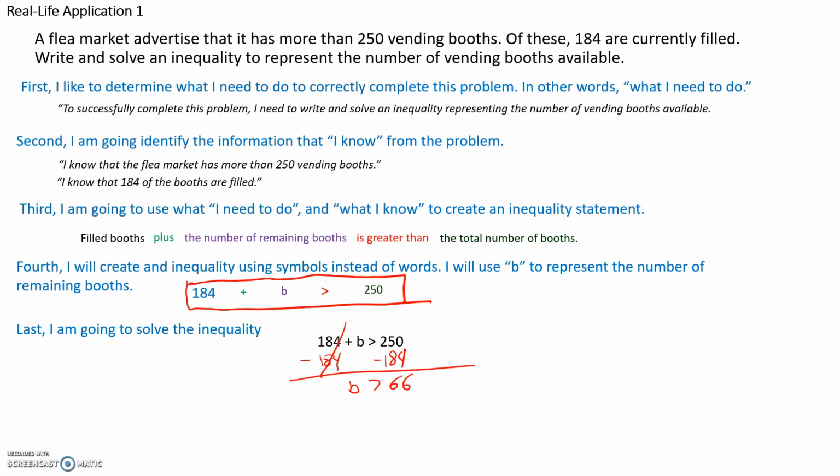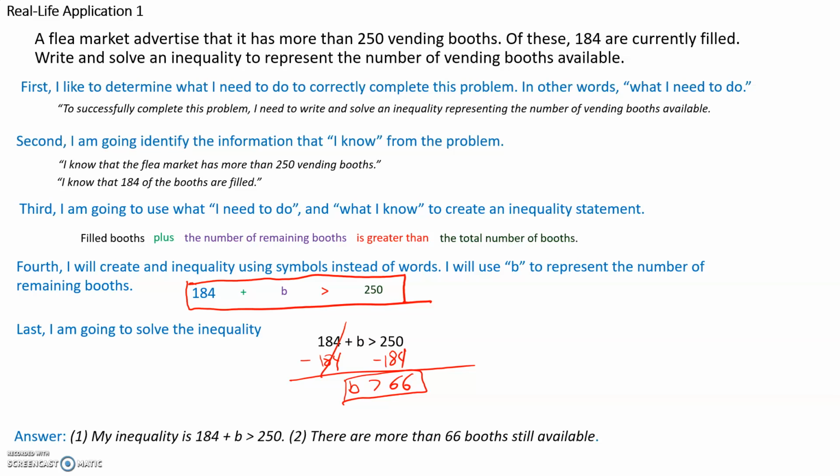Here's the second part of the problem. I wrote my inequality, and now I solved it. What that's saying is b is greater than 66, so there are more than 66 booths available. Now for my answer, I'm going to go back to that and write it clearly so whoever is looking at my work knows exactly what my answer is. Part one, my inequality is 184 plus b is greater than 250. And part two, there are more than 66 booths still available.